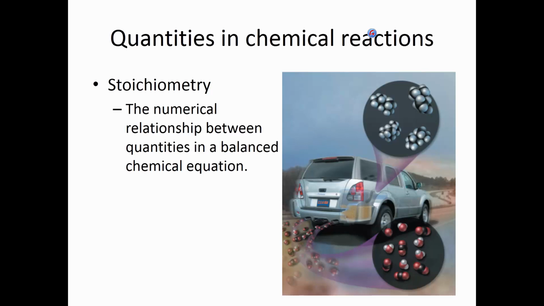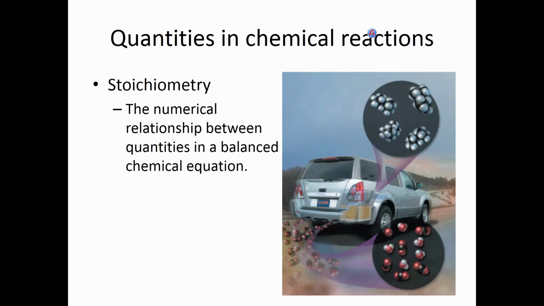Okay, so what is stoichiometry? Stoichiometry is the numerical relationship between quantities in a balanced chemical equation. So we have already discussed how to balance a chemical equation, and one of the things we can do with that information is use it to either predict or determine how much of a given product is going to form from a given reactant.